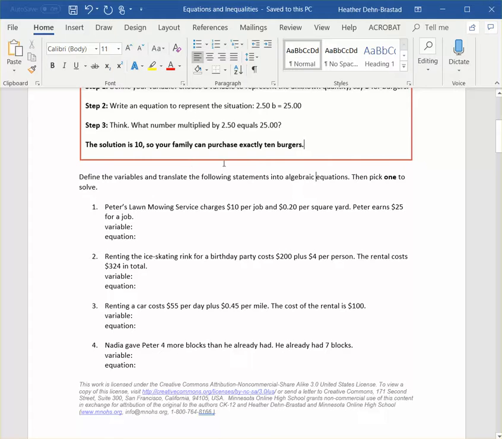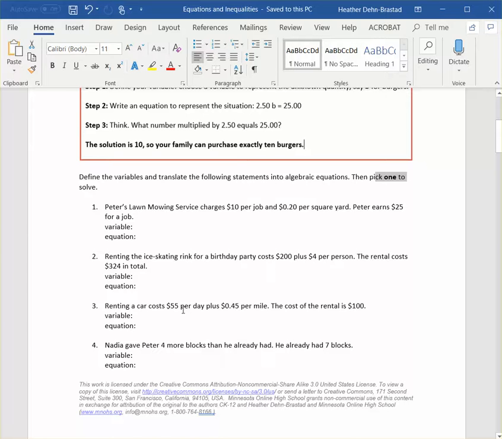All right, so you're going to do that for these problems. You are going to define the variable, which just means pick a letter and tell me what it is, and then write the equation. And for one of these, 1, 2, 3, or 4, come back and solve the equation after you write it. Let's look at number 3.